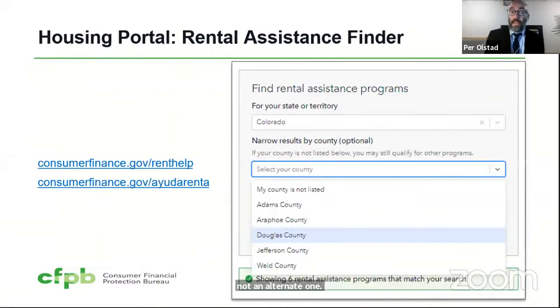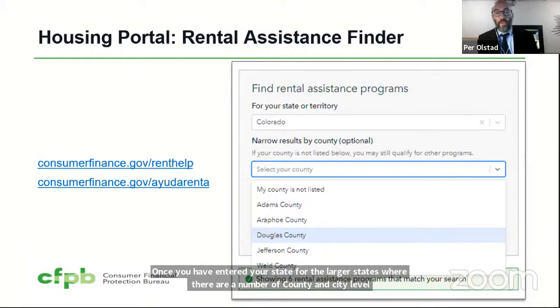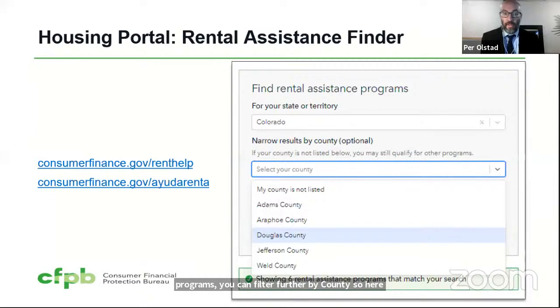Once you've entered your state, for the larger states where there are a number of county and city level programs, you can then filter further by county. So here the screenshot shows a search by Colorado, and you get the list of Colorado counties. You then select Douglas County. Next slide.